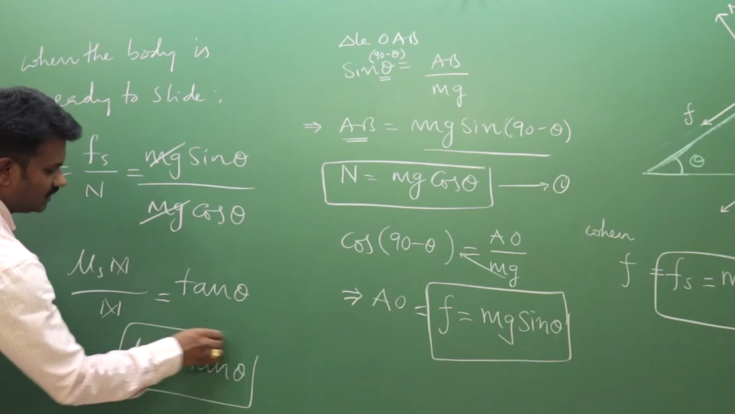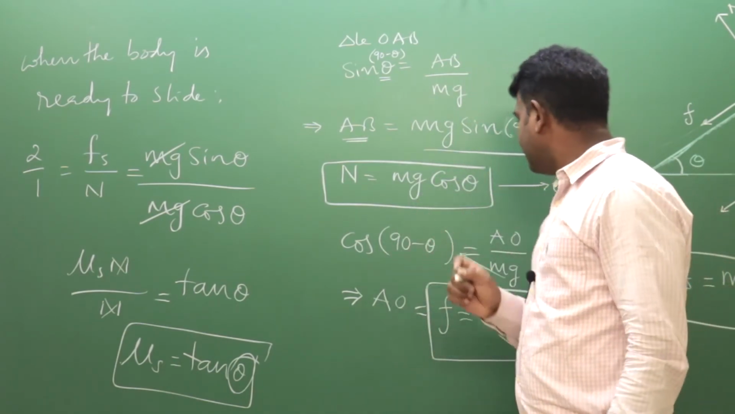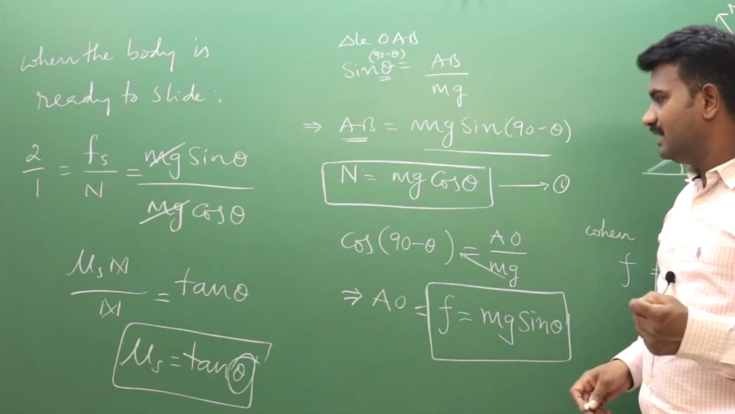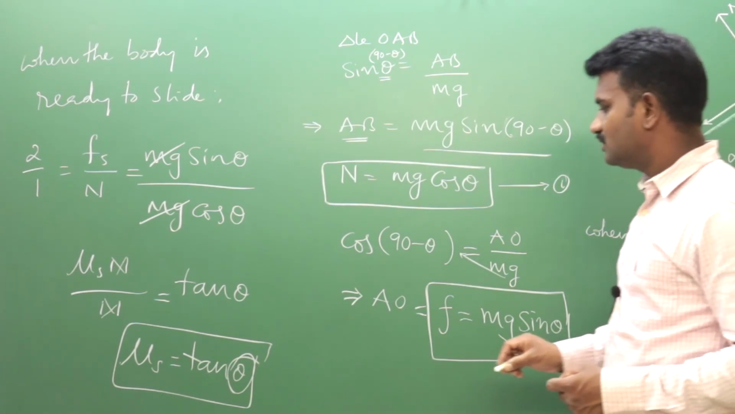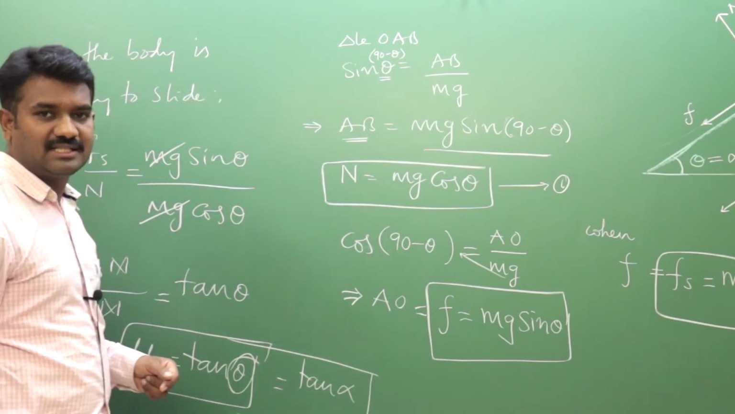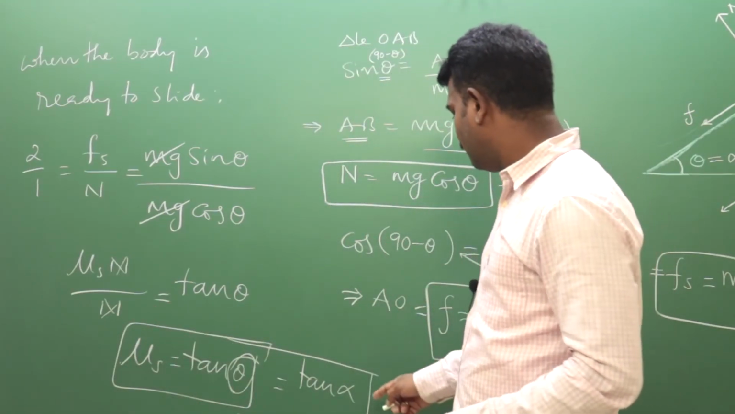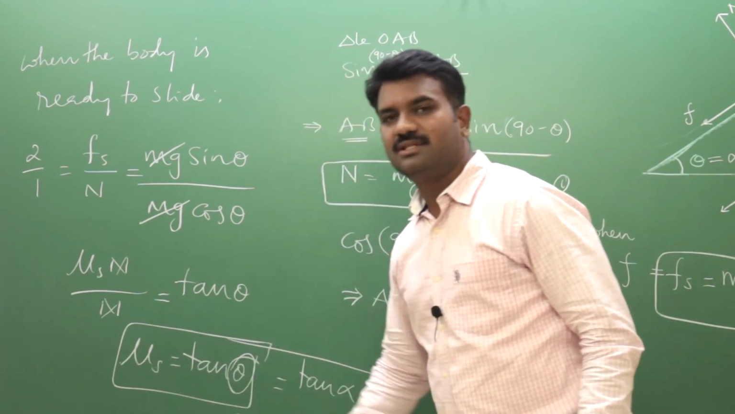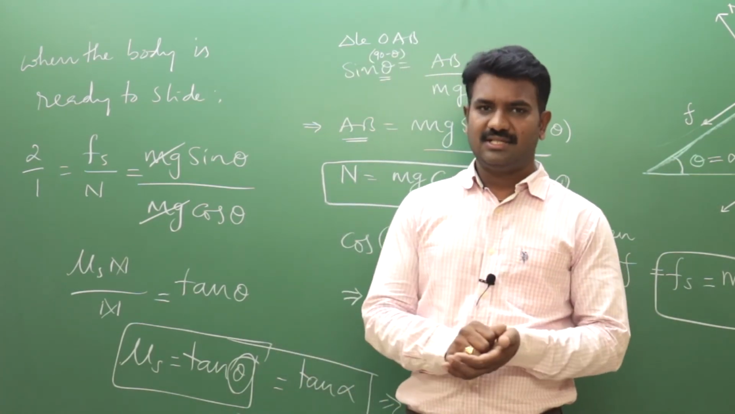Tan theta. So here this theta is a particular angle at which the body is ready to slide. That's why this particular angle is called the angle of repose, denoted by alpha. So hence we can write that mu s is equal to tan alpha, where alpha is called the angle of repose. If the angle of repose is known, we can find the coefficient of static friction. How? From this I can say that mu s equals tan alpha. That's all. So it's very simple and easy to find the coefficient of static friction. Clear?